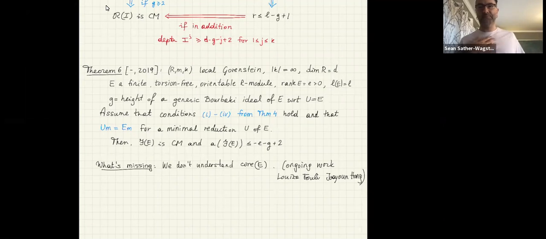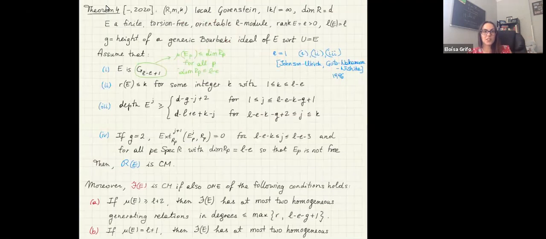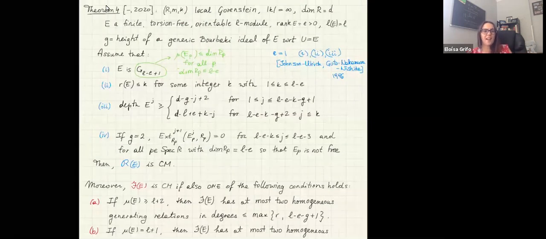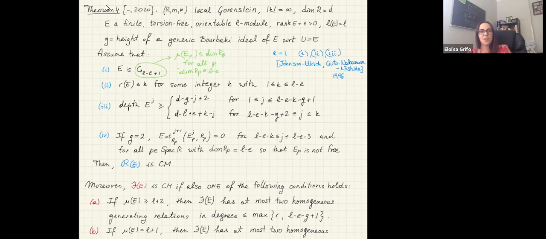So you have all these blue conditions that imply that the result of your model is Cohen-Macaulay. Do you have any thoughts over whether any of these is necessary? Do you have any examples of Cohen-Macaulay results of models that don't satisfy any of these?